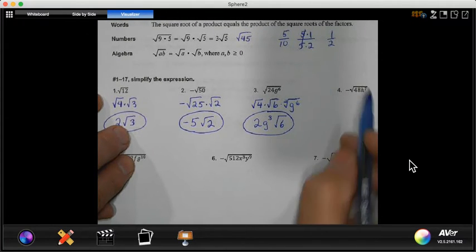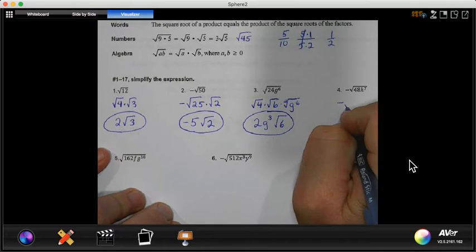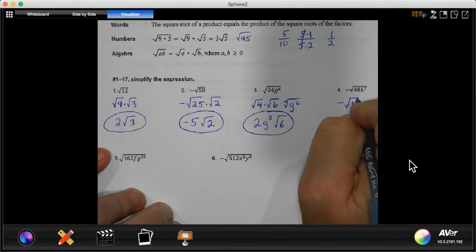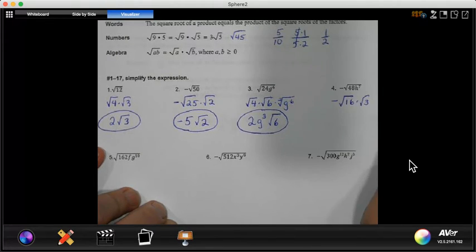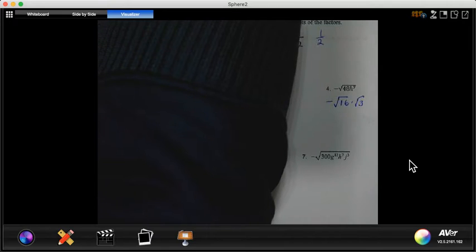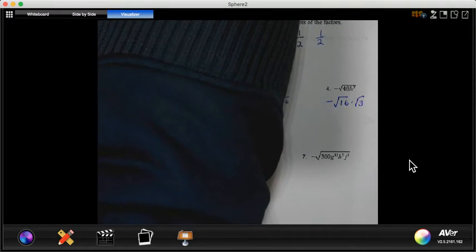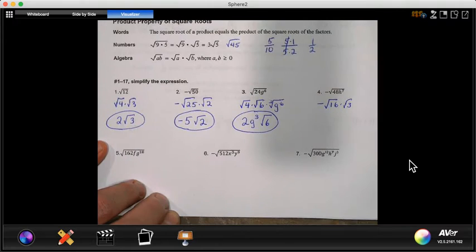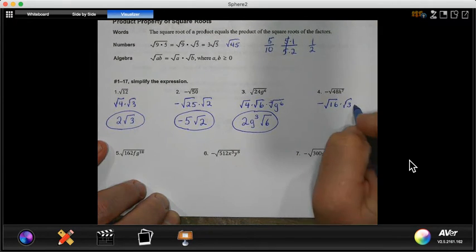So let's do this one. 16 goes into 48, so I have negative root 16 times root 3. Now you want to take and find as many even roots as possible. So I'm going to zoom out so I have a little bit more room. There we go, just once. So an even root is possible. So I'm going to take 6 of the h's out.